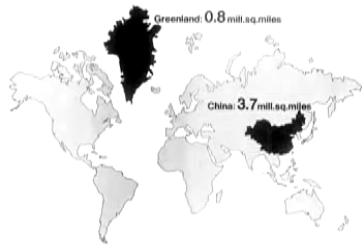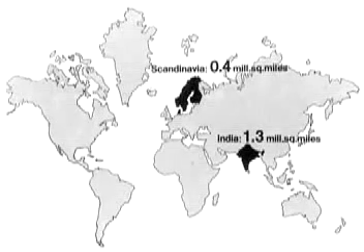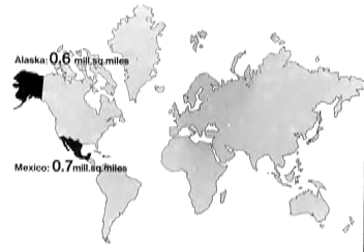In reality, China is over 4 times the size of Greenland, but Mercator's map shows China as substantially smaller. Scandinavia, with only 0.4 million square miles, is shown here dwarfing India's 1.3 million square miles, which is 3 times larger. Alaska's diminutive 0.6 million square miles are drawn much larger than Mexico's 0.7 million square miles.